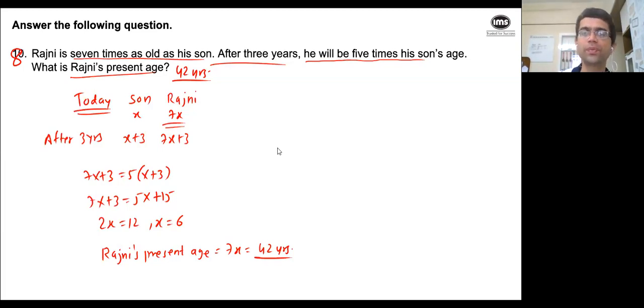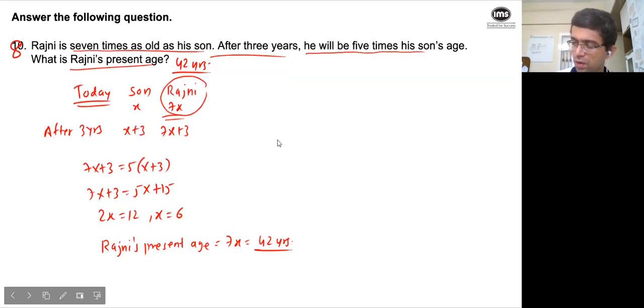After 3 years, he will be 5 times his son's age. Let him be. Okay, so today's age is 42. Yeah, this is what I need to find out. Rajni today. Okay. Yes.